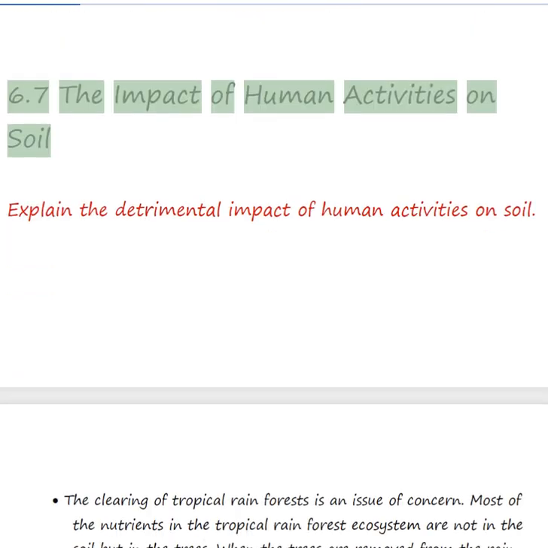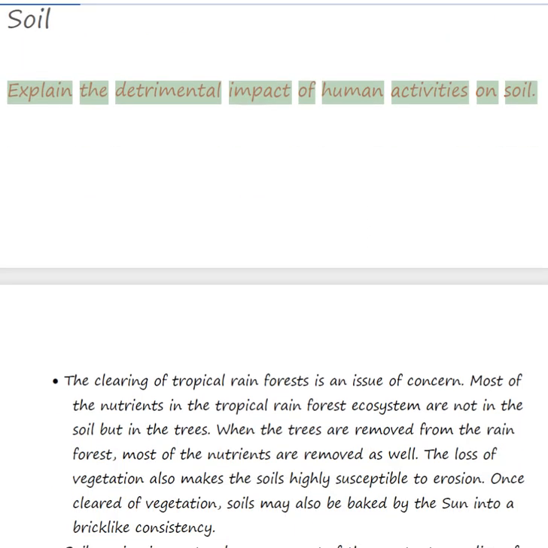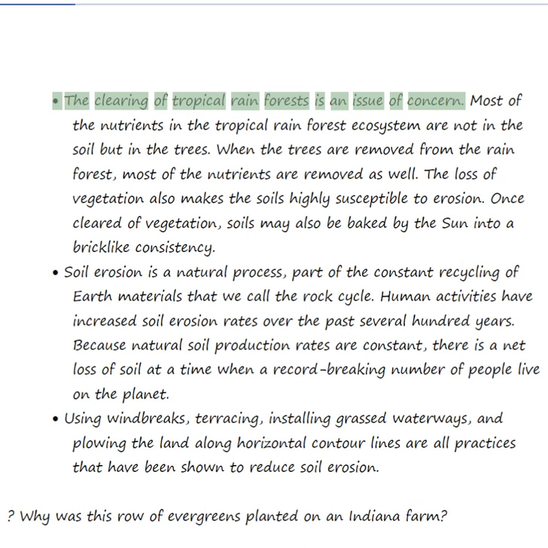6.7 The impact of human activities on soil. Explain the detrimental impact of human activities on soil. The clearing of tropical rainforests is an issue of concern.